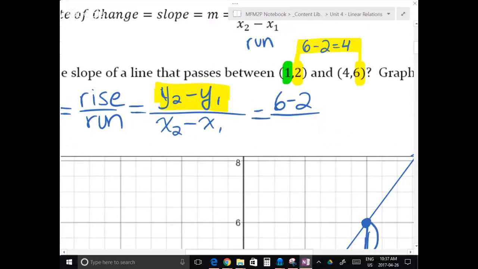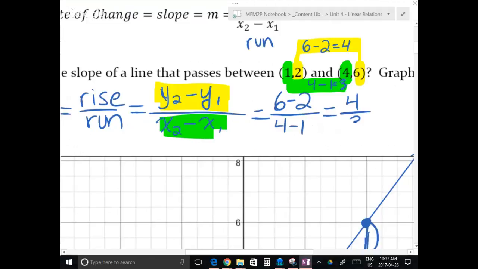Then the x's. The x starts at 1, and it ends up as 4. So how do I find the difference there? We end at 4, we started at 1, and that's a change of 3. And so the change ends up being the y is changed by 4, the x is changed by 3.